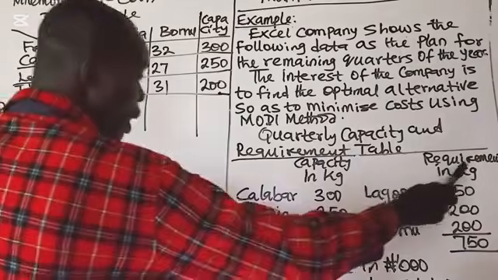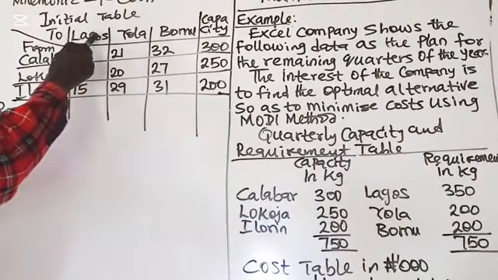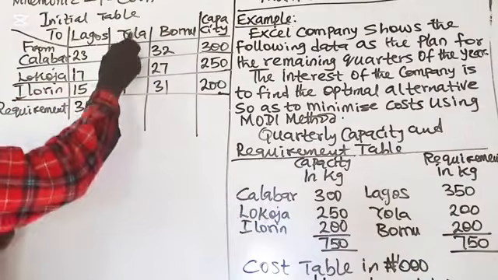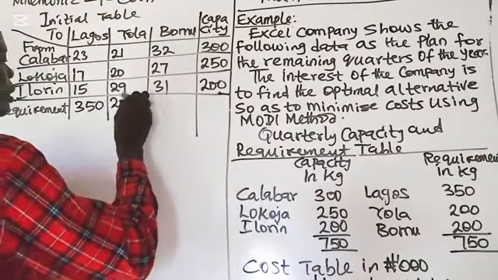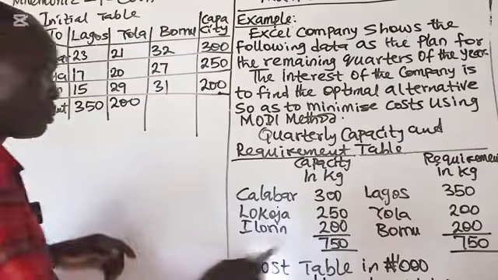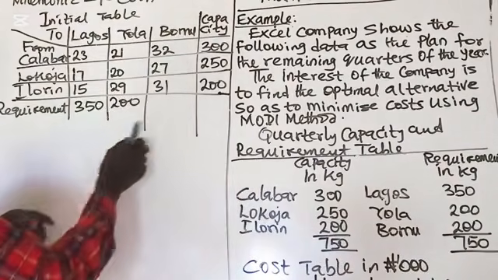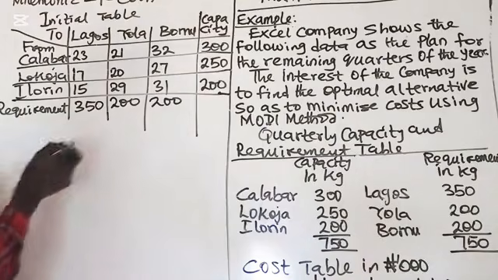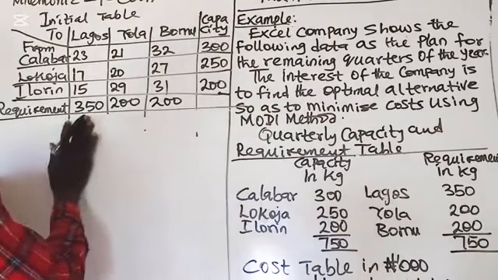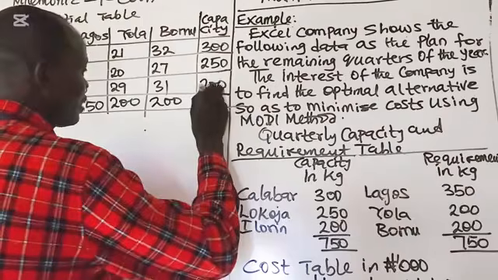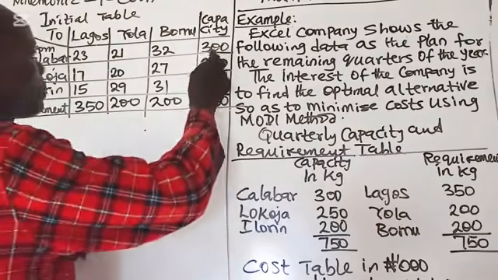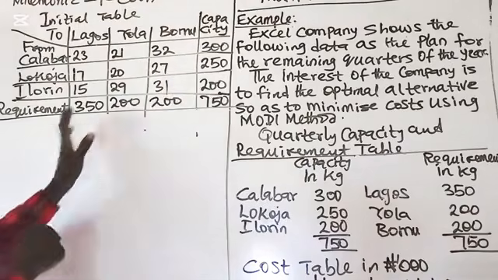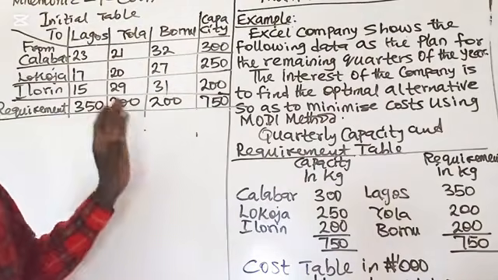Then the demand, which is the requirements. Lagos 350, Yola 200, then we have Borno 200. If you sum up this, 350 plus 200, that is 550. 550 plus 200, that is 750. If you also sum up this, 300 plus 250, that is 550, plus 200, that is 750. So demand equals supply. So it is balanced. This is a balanced transportation problem.